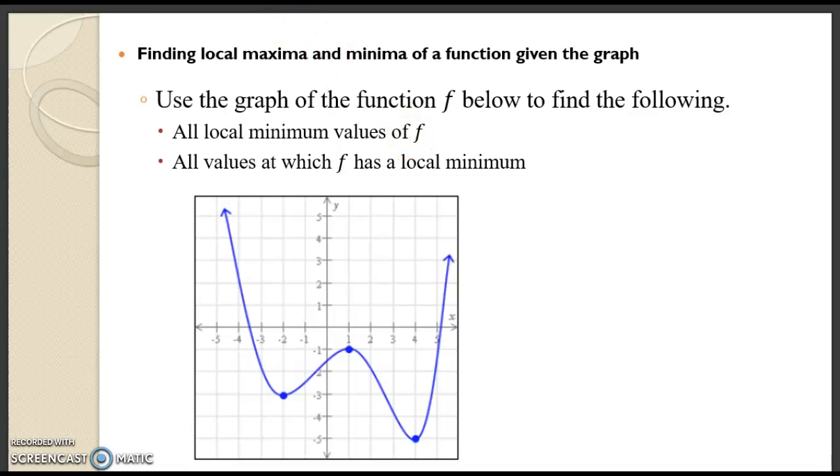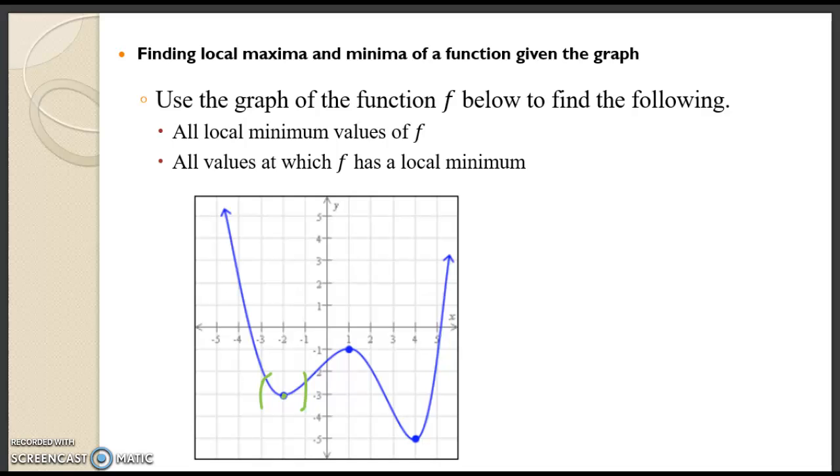The minimum values of f means the outputs. So when we're talking about local minimums, we want to see where the graph goes from decreasing to increasing and look around that area. Around that area the smallest value or the smallest point is here, right? So that is a local minimum of the function f.